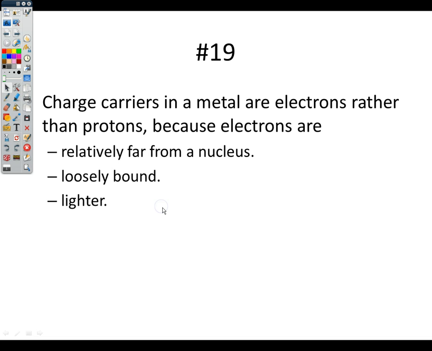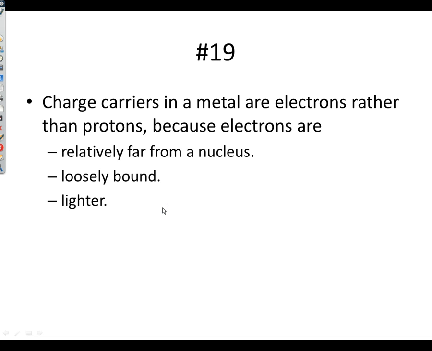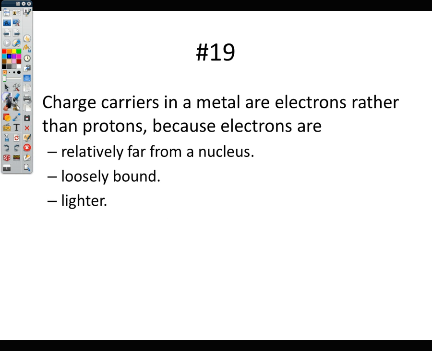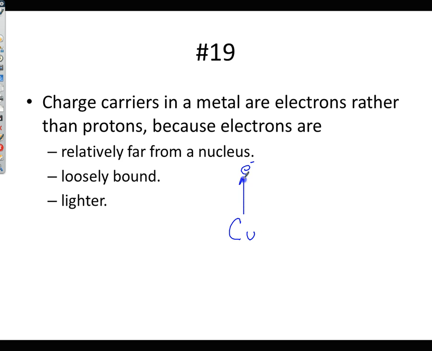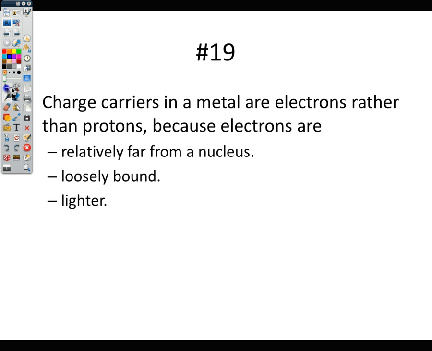For number 19, charge carriers in metal are electrons rather than protons. We know that those electrons are pretty far from the nucleus, they're very loosely bound, and we know electrons are very light. So if we go back to our copper again, the electrons are really far away from the atom, which means that they're really easy to take off, and that's where we say they're loosely bound. And electrons are very, very light compared to the protons on the inside. So those are the differences between them.